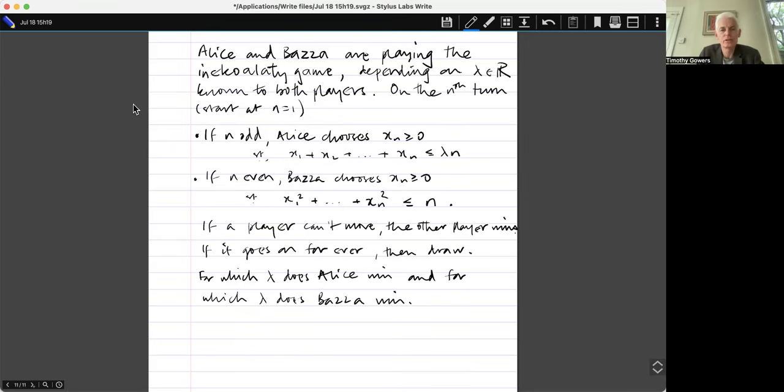But for the moment, I just don't have any particular feel for how this is going to work and who's going to have a winning strategy. For example, one fairly natural conjecture might be that the larger lambda gets, the better it is for one of the two players. And if that's the case, I don't even know whether it would be Alice who wants it to be big or Bazza who wants it to be big.